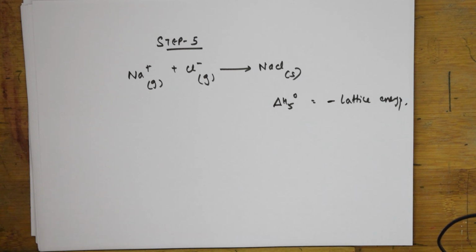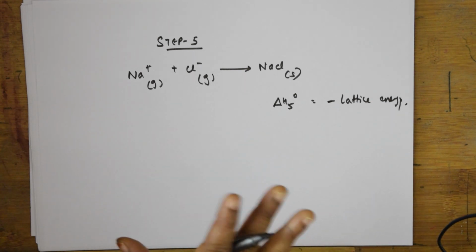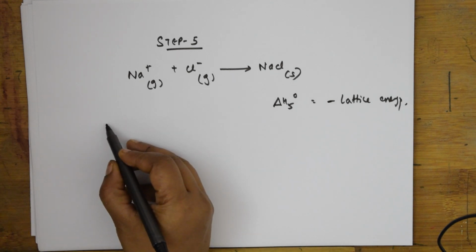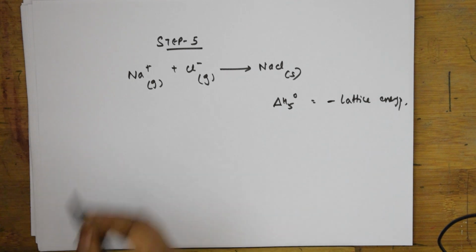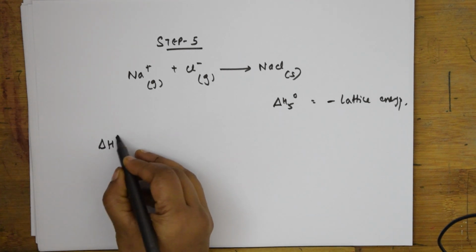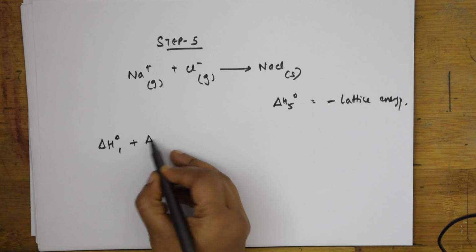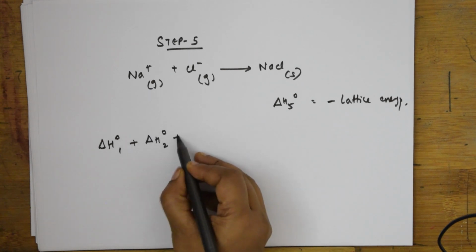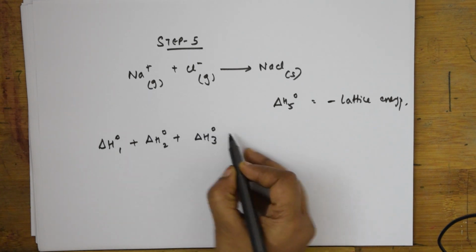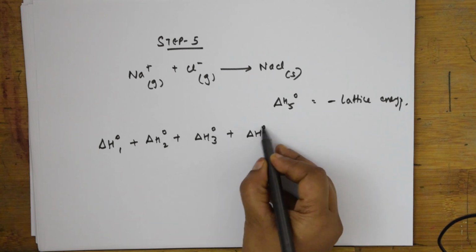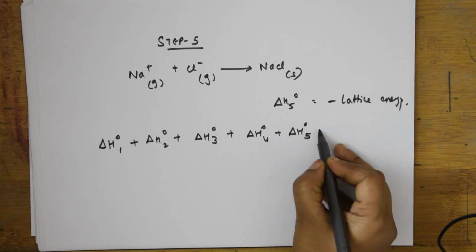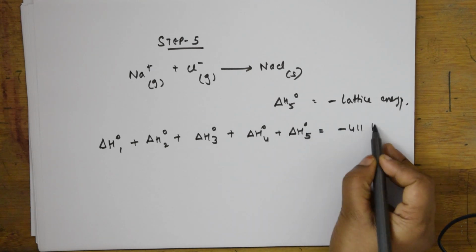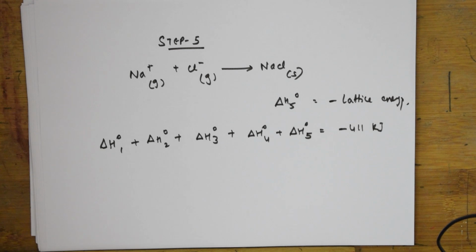How can we do it? Basically in the direct step, how much did we get? We got minus 411 kilojoules. So now according to Hess's law of constant heat summation, we are going to add all the energies together. Delta H1 naught plus delta H2 naught plus delta H3 naught plus delta H4 naught plus delta H5 naught is equal to minus 411 kilojoules, according to constant heat summation.